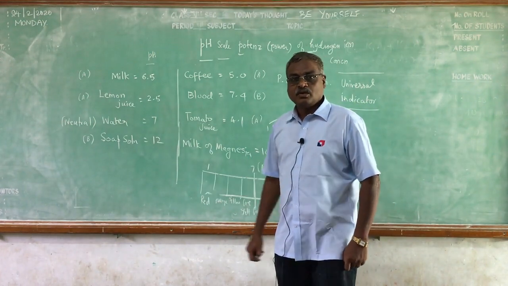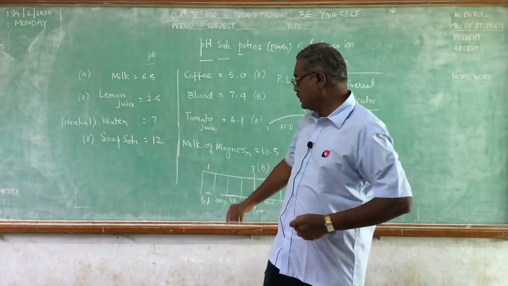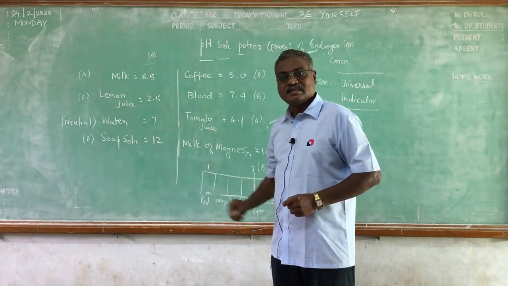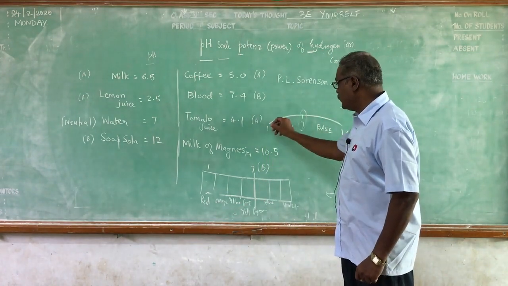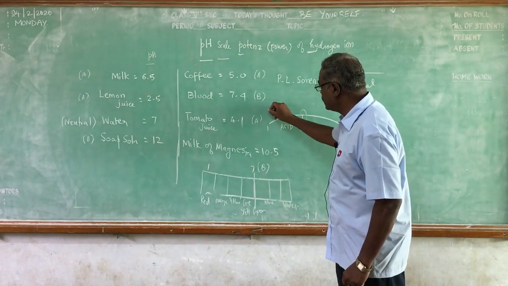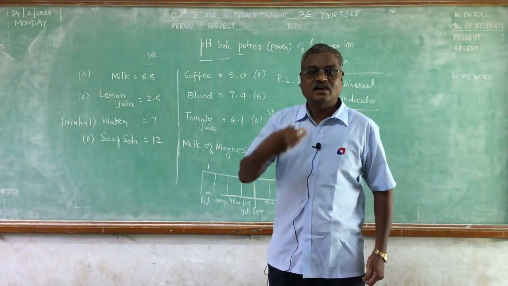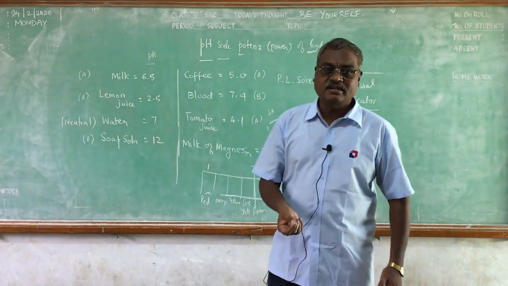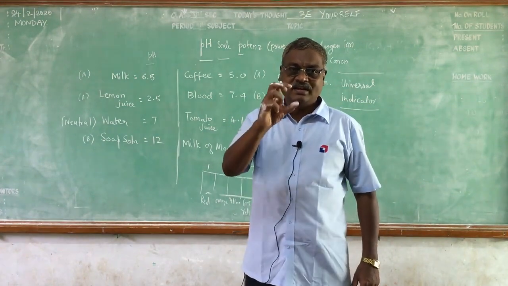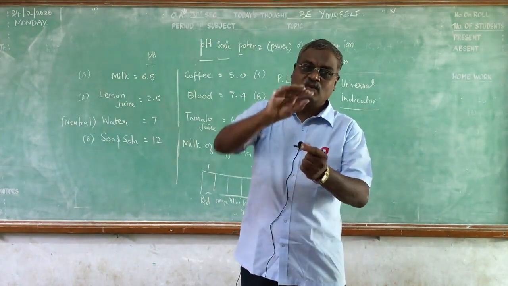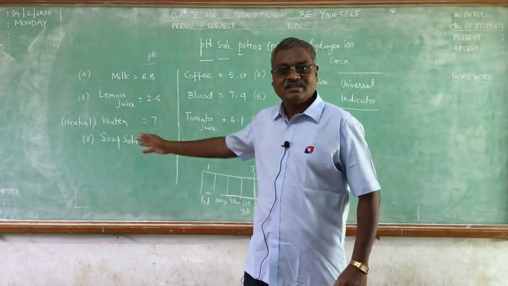So, in the acidic solution, if I add the indicator and I get red color, I can say it is acid. And another thing I want to tell: if it is 1, 2, then it is a strong acid. Already we have studied what is strong acid and weak acid. A strong acid is one which will completely dissociate into ions. Suppose you have 100 molecules of hydrochloric acid. If I add water, all the 100 molecules will dissociate into H plus ion and Cl minus ion. So, it is a strong acid.